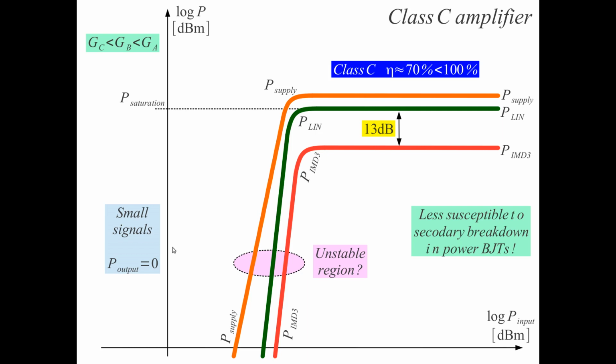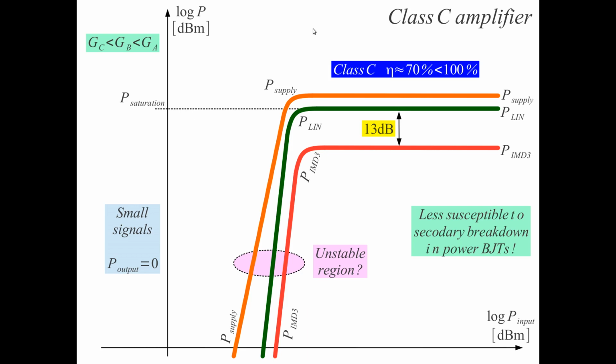The region in between, so 0 gain here for small signals and saturation, this region may be quite unstable because it depends on the supply voltage, on the temperature of the output stage, temperature of the device, temperature of the transistor, and so on. So this is quite difficult to use. But as we will see later on, this is today with OFDM. This region is also being used in Doherty amplifiers. So this is not to be forgotten. Only it's difficult to be used.